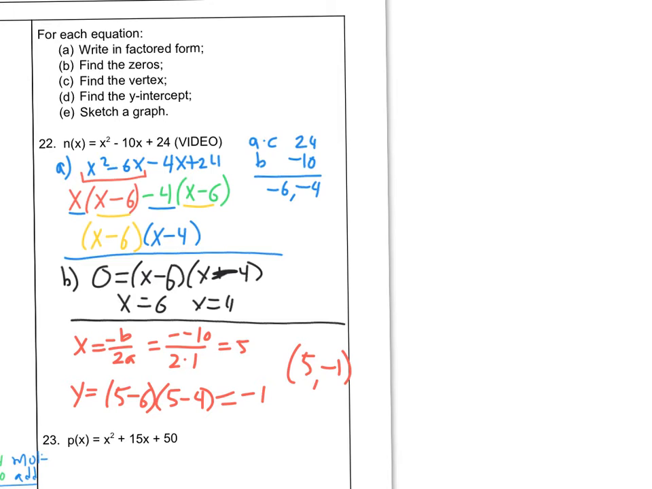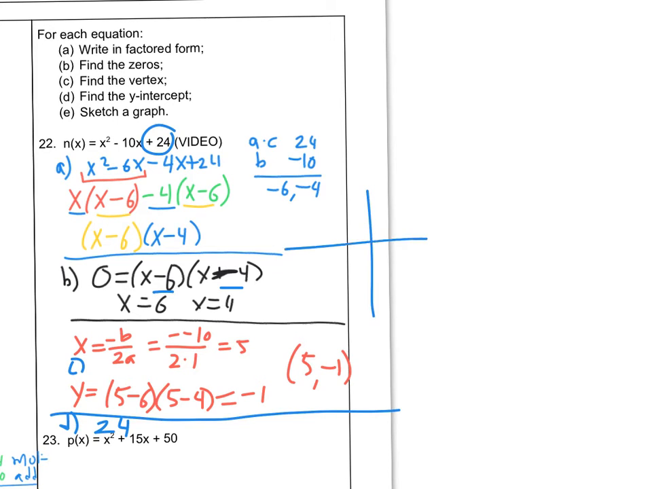Dealing with that, then we got to find the y-intercept. So that was part C. Part D, you might recall that if you plug in 0, you just get that last value. That's totally fine. Or you might plug it in here and get negative 6 times negative 4 is positive 24.